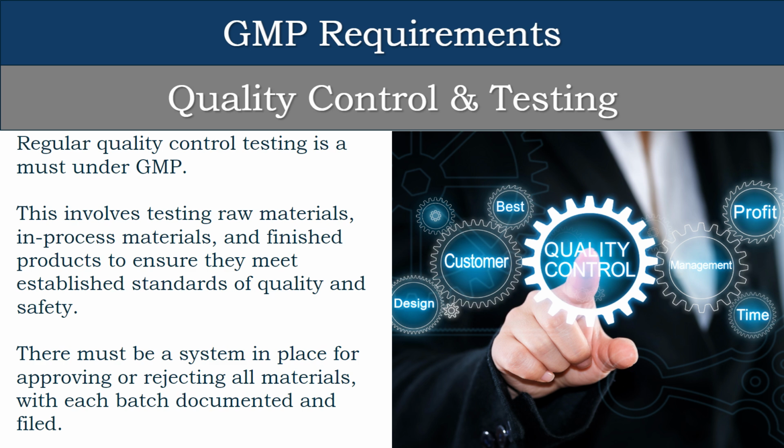Quality control and testing. Regular quality control testing is a must under GMPs. This involves testing raw materials and processed materials and finished products to ensure they meet established standards of quality and safety. There must be a system in place for approving or rejecting all materials, with each batch documented and filed.